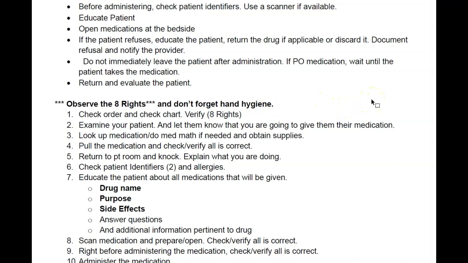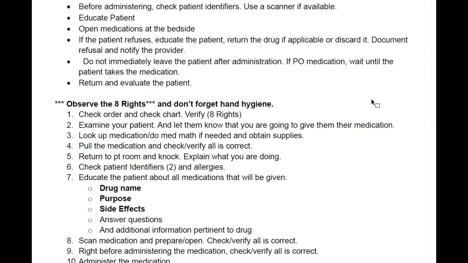So again, check your order and check your chart. Make sure you verify your 8 rights. You examine the patient. So before you even give a medication to your patient, you need to know what's going on. You have to have some sort of an idea of what's going on with your patient, how's their blood pressure, if it's something that's going to affect their blood pressure, and so on. So you need some baseline information before you even give any medication. And so examine your patient.